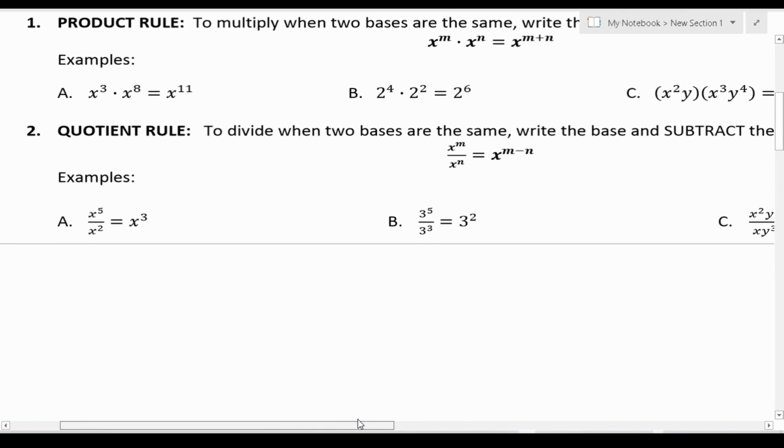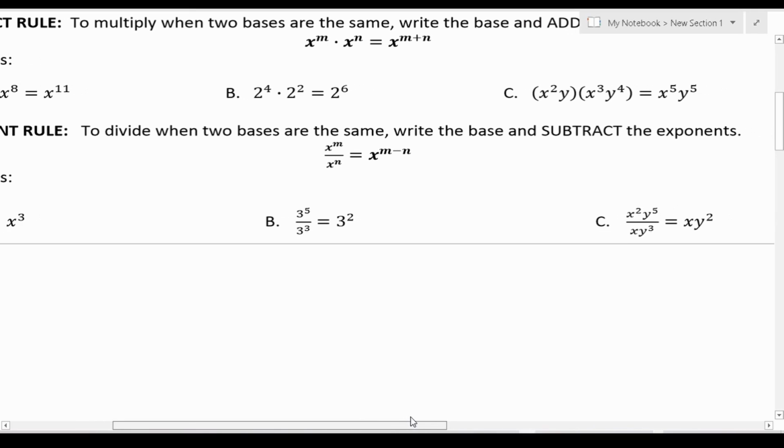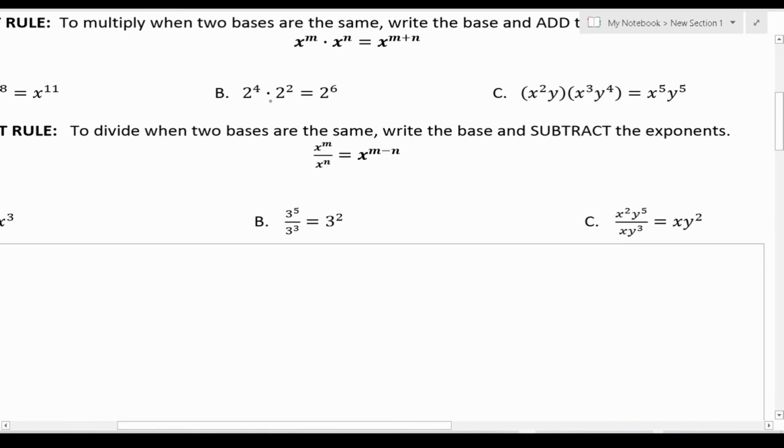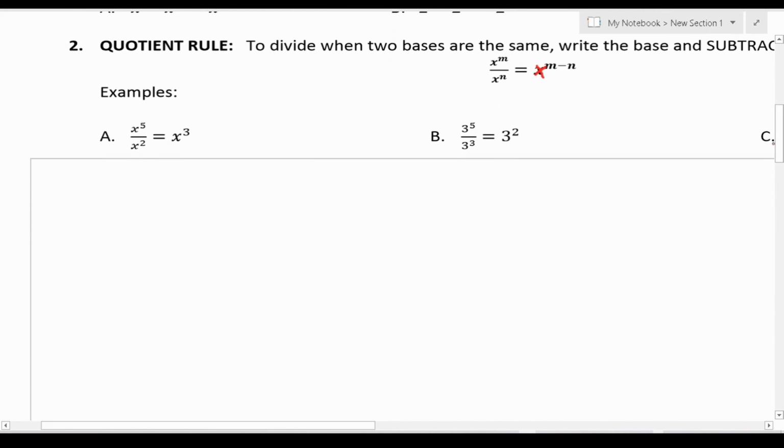All right, the quotient rule says to divide when the two bases are the same, write the base and subtract the exponents. So again, in this case, we have x to the m over x to the n. As we can see, the base is x in the numerator as well as the denominator. According to the quotient rule, you start by writing the base, and then you simply subtract the exponents. More specifically, you subtract the bottom exponent from the top exponent. So that becomes m minus n. Pretty straightforward. So let's go ahead and look at a few examples.